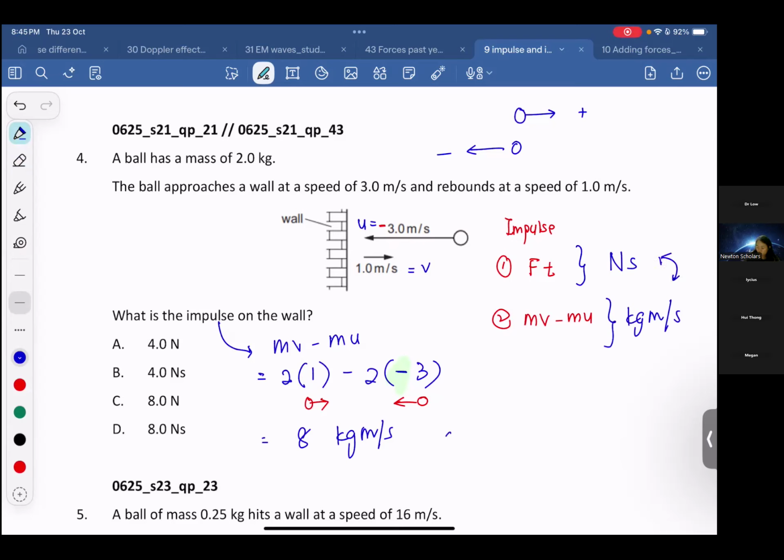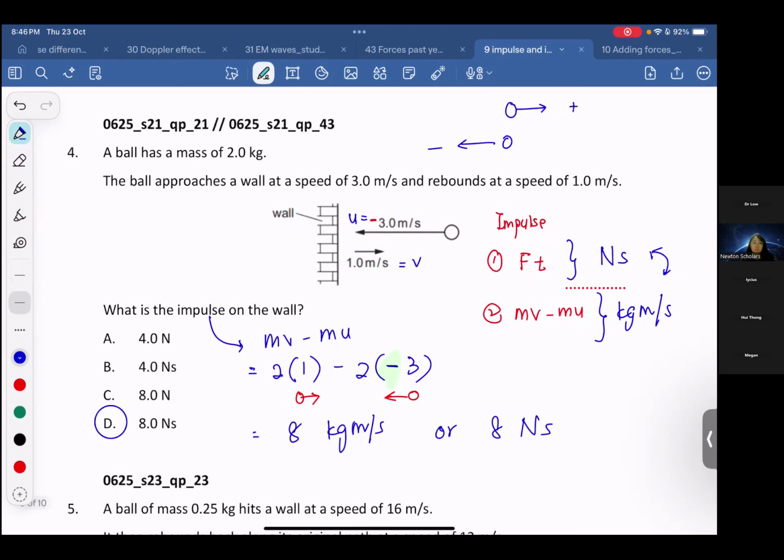So our answer should be 8 Newton second. If Newton, this is force. Impulse is change of momentum. Impulse and force is different. Force have to divide by time, but impulse no. Is it okay?